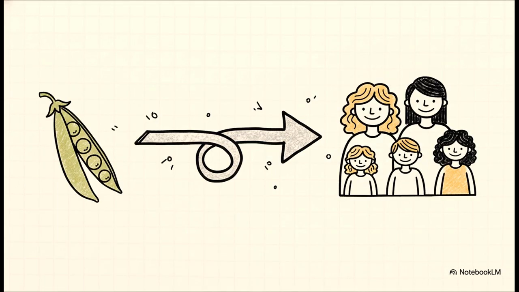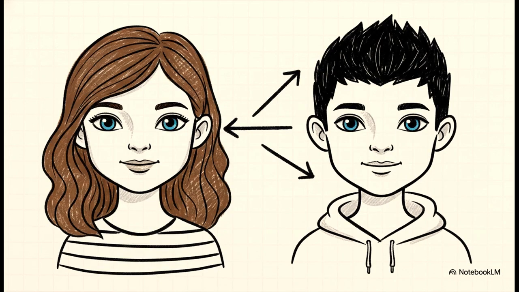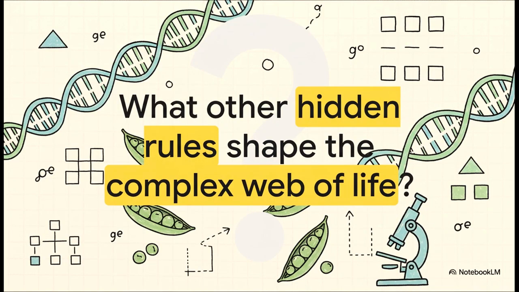And this isn't just for peas. The same random shuffle of alleles happens in our own families. It's exactly why you and your siblings share some traits, but you're not identical copies. Mendel's work was just the beginning. It makes you wonder, what other rules are out there waiting?